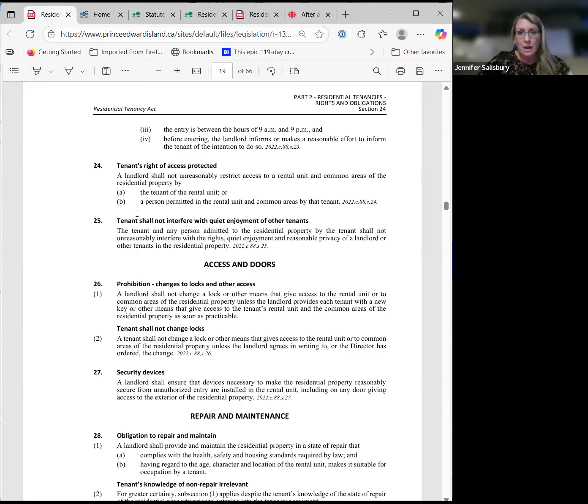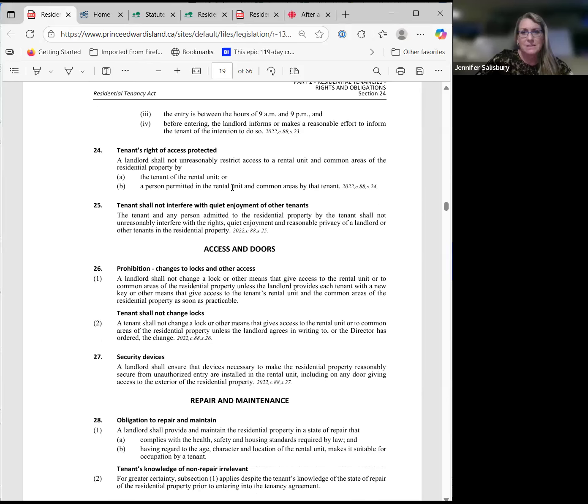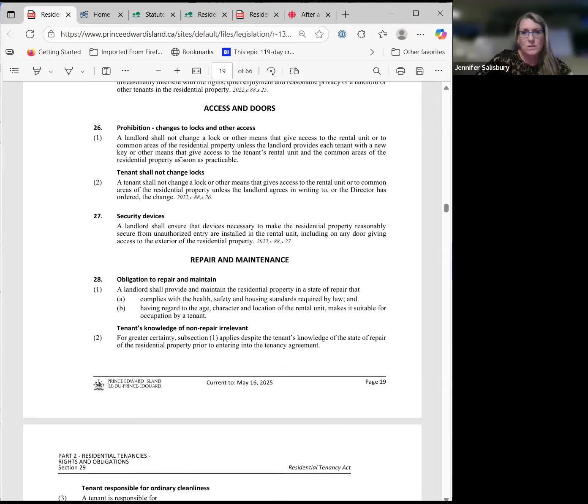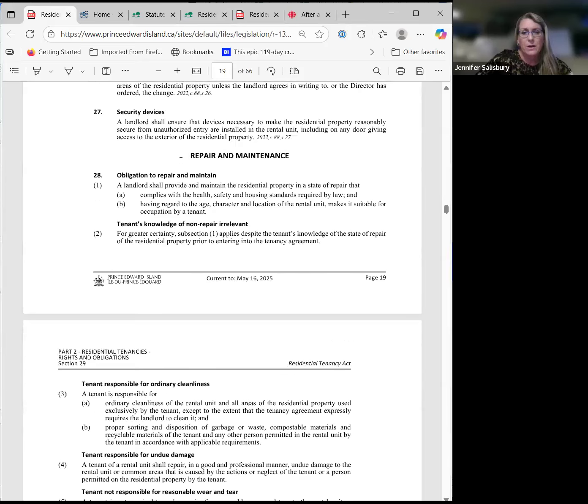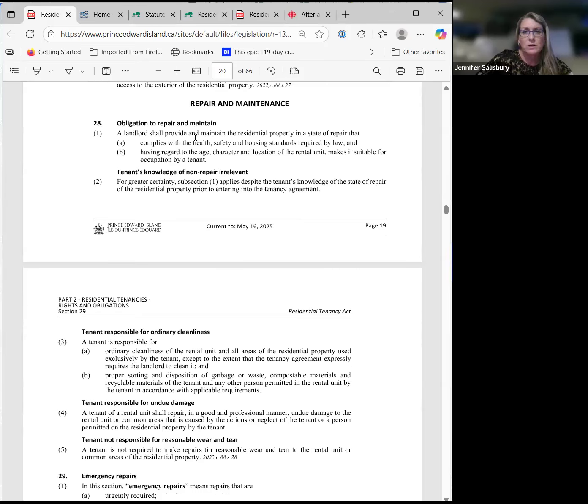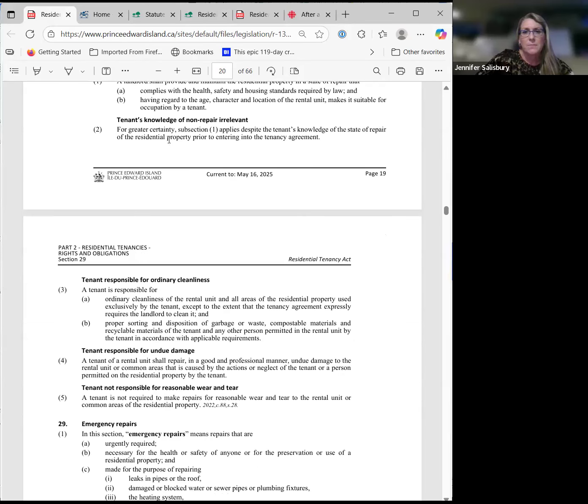Not fun. Okay, tenants shall not interfere with the quiet enjoyment of other tenants. This talks about access and doors, repair and maintenance. Landlord, don't be a slumlord. You've got to make sure everything complies with health, safety, and housing standards. And tenant's knowledge of non-repair irrelevant. Okay. So tenant's knowledge of non-repair irrelevant. This is interesting. I don't know what that means. For greater certainty, subsection 1 applies despite the, okay, wait a minute.